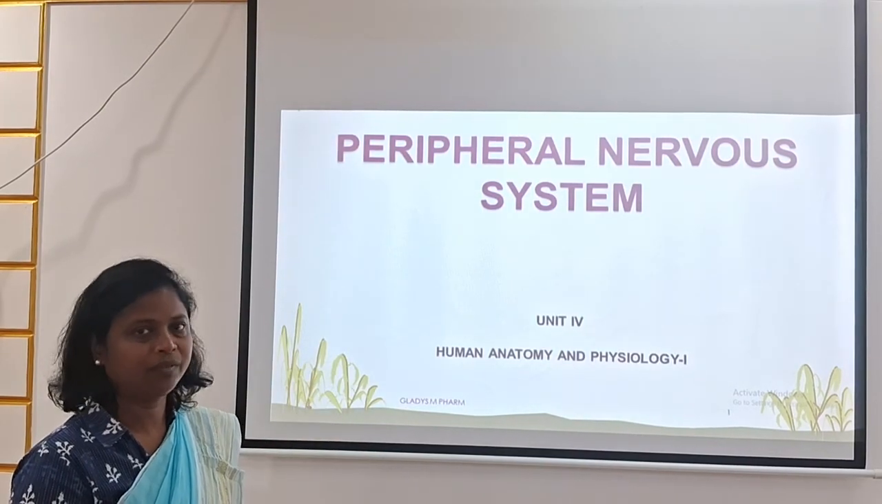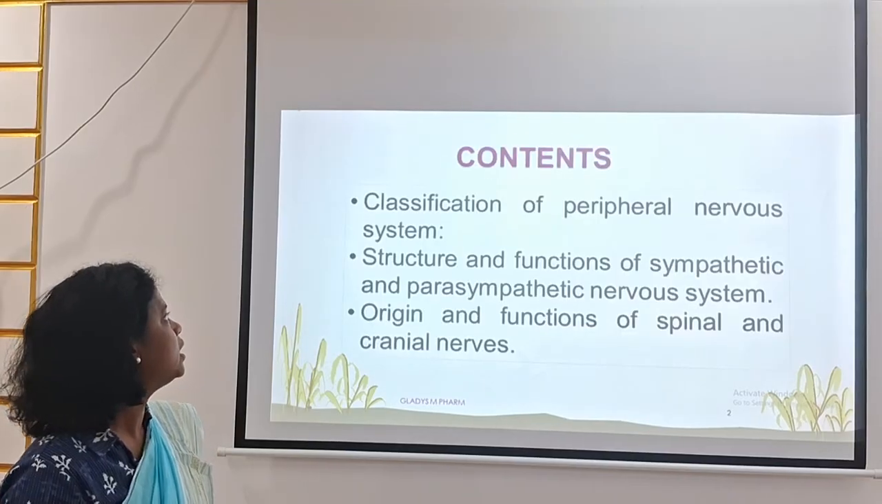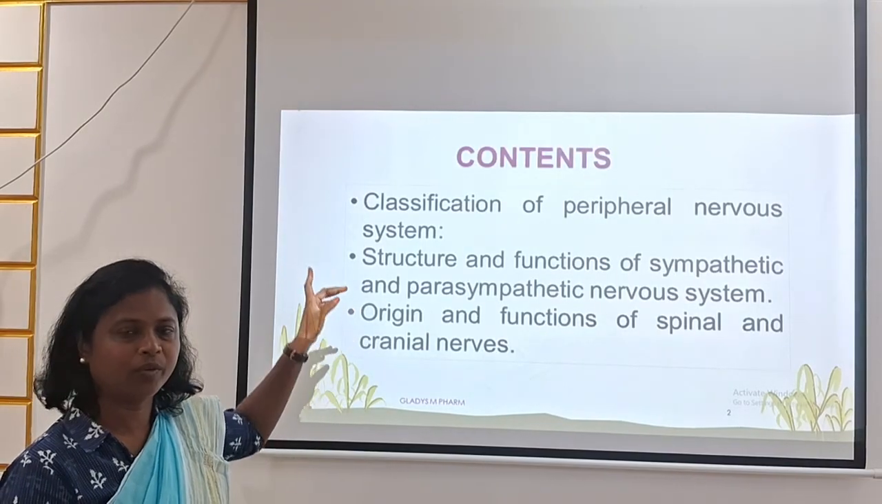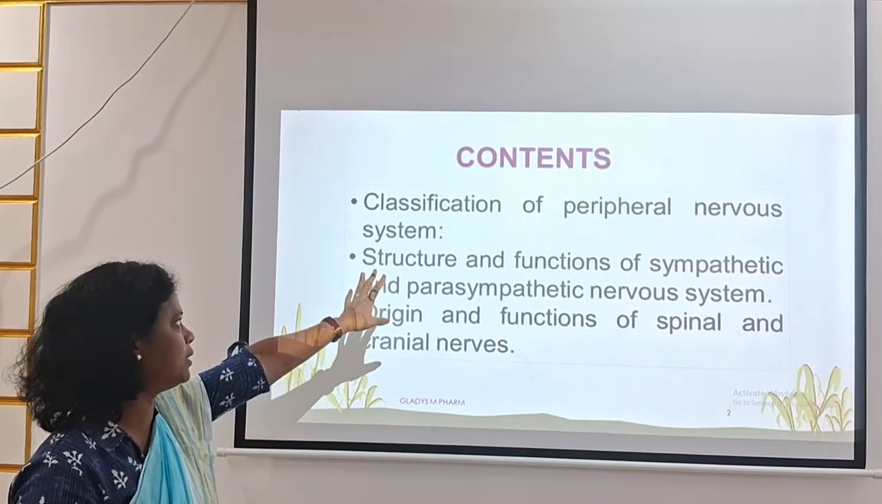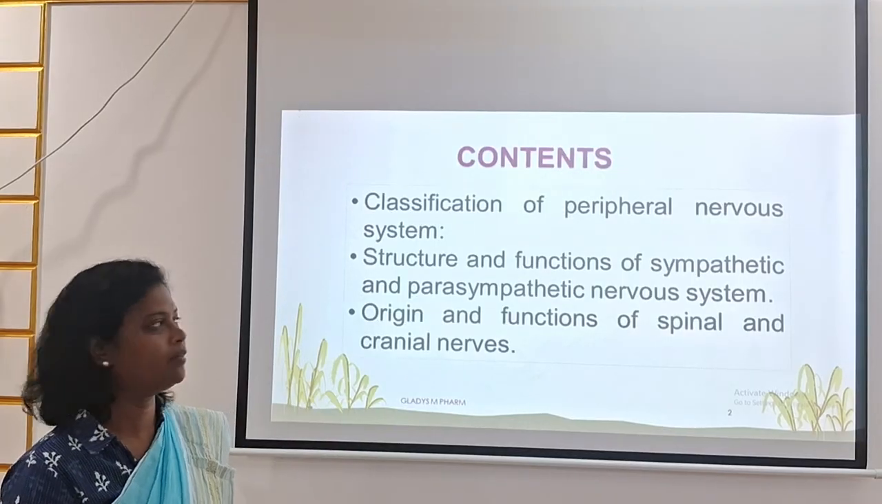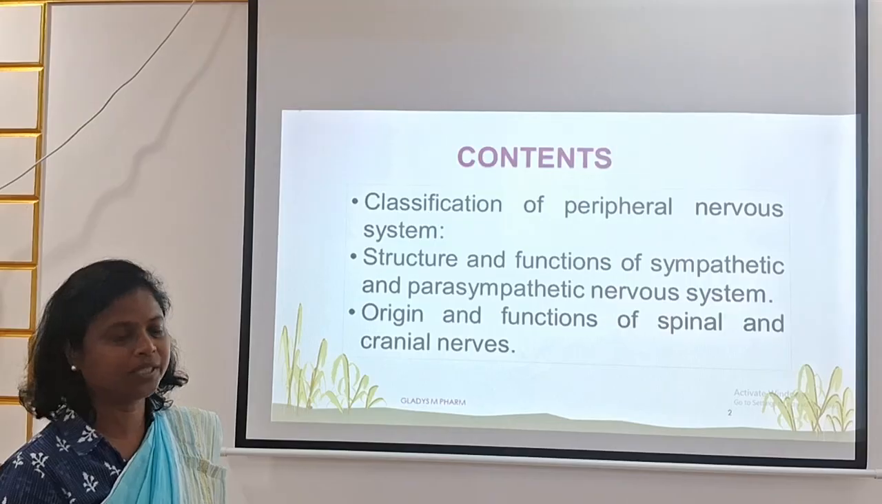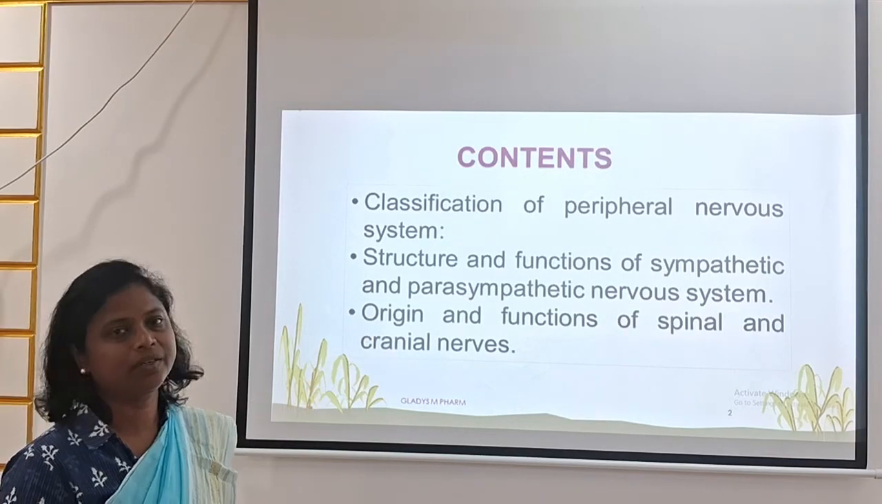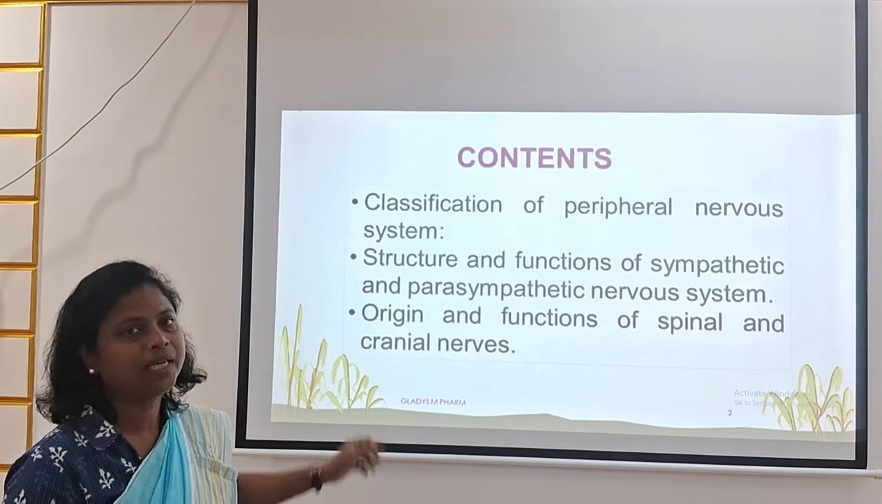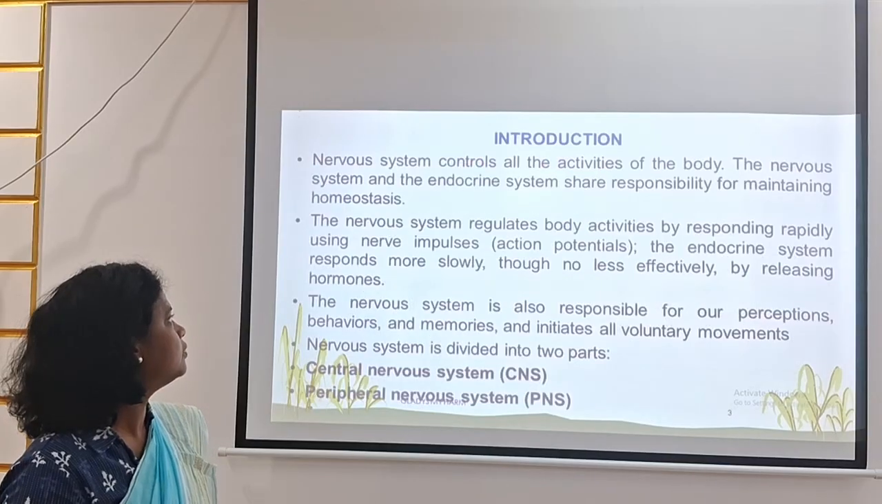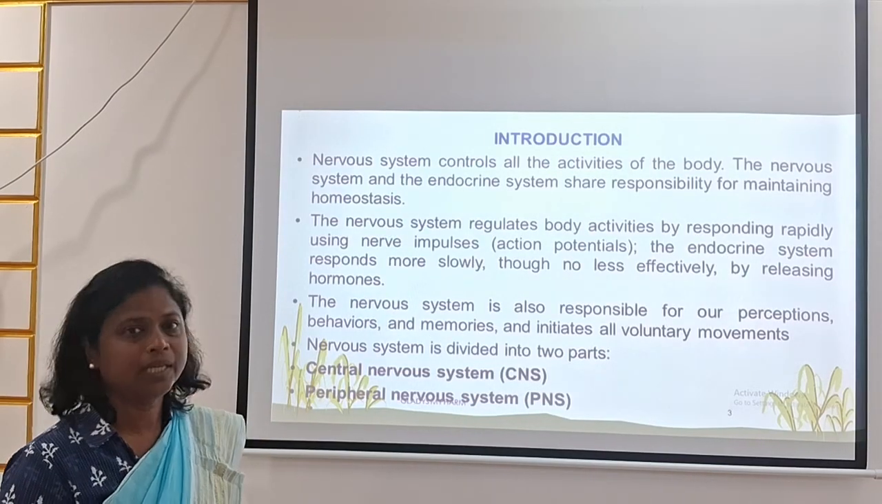Unit 4 chapter for the first semester students. So, under this topic, I am going to cover these chapters, that is classification of peripheral nervous system, structure and functions of sympathetic and parasympathetic nervous system, origin and functions of spinal and cranial nerves. So this is about the nervous system.